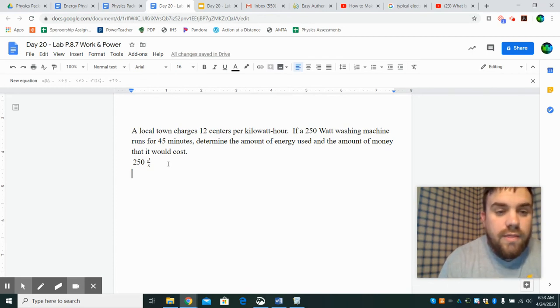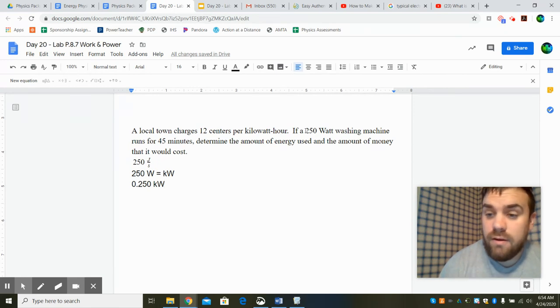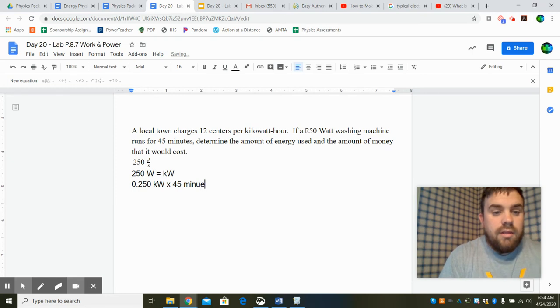I need to get 250 watts to kilowatts. That's pretty simple because all I have to do is move the decimal. Because the unit is getting bigger, the number has to get smaller by 3. So therefore it's 0.250 kilowatts. Then to make units of kilowatts times hours, I just need to multiply that by the amount of time in hours. So times 45 minutes, because it's running for 45 minutes.